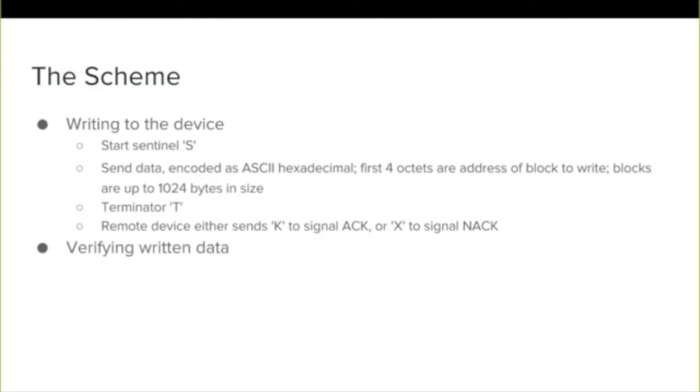Okay, so that was our entire write procedure, right? We sent a block of data, the guy on the other end says looks good or looks bad, and then we can decide what to do from there. Assuming that he says looks good, now he's going to send the data back to us so we can double check it, right? So what does that process look like? Any ideas?